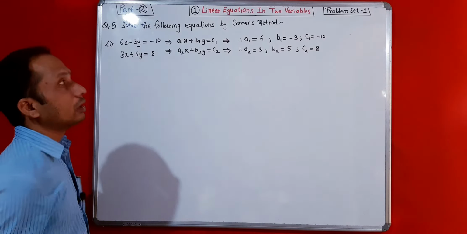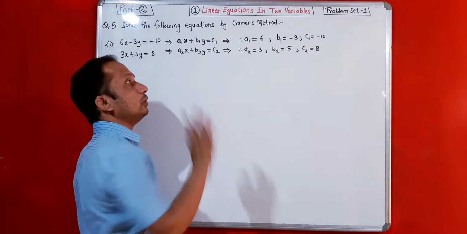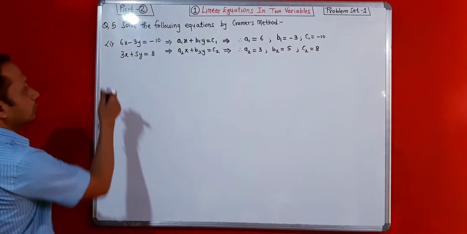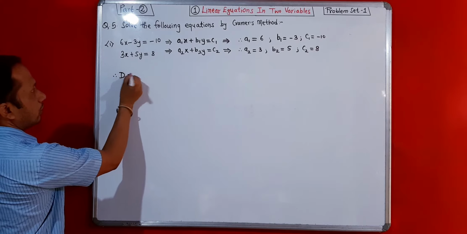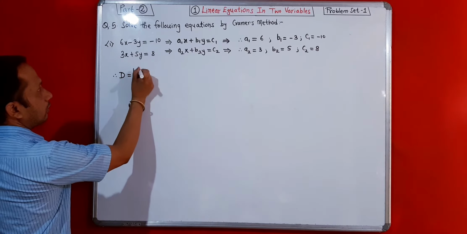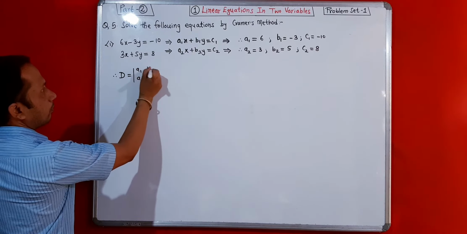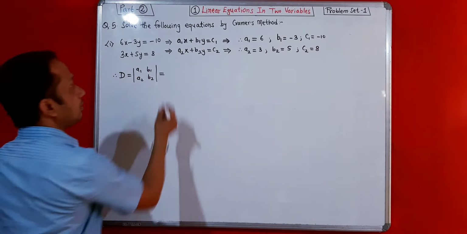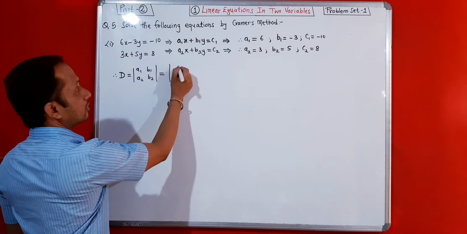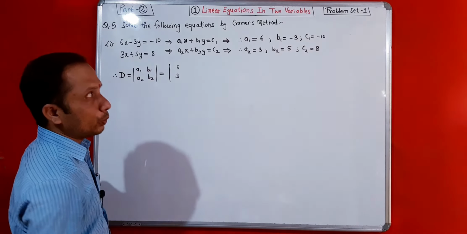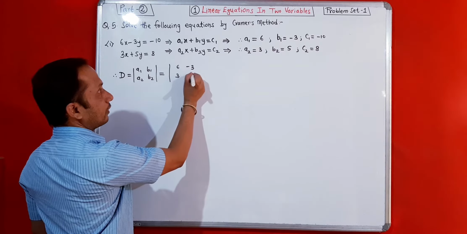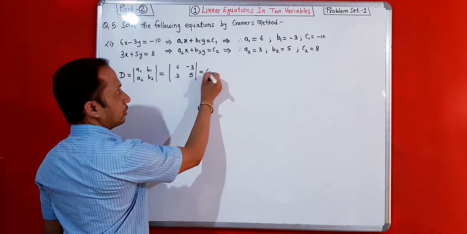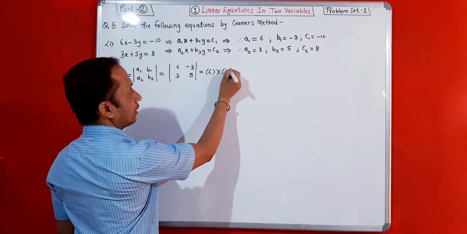Now there are a1, b1, c1, a2, b2, c2. These values are there, and now follow the method. You know D is what? a1 and a2, b1 and b2. This is your formula. So now what is D? a1 a2 are 6 and 3, and b1 b2 are minus 3 and 5. So use the same determinant method for calculation.